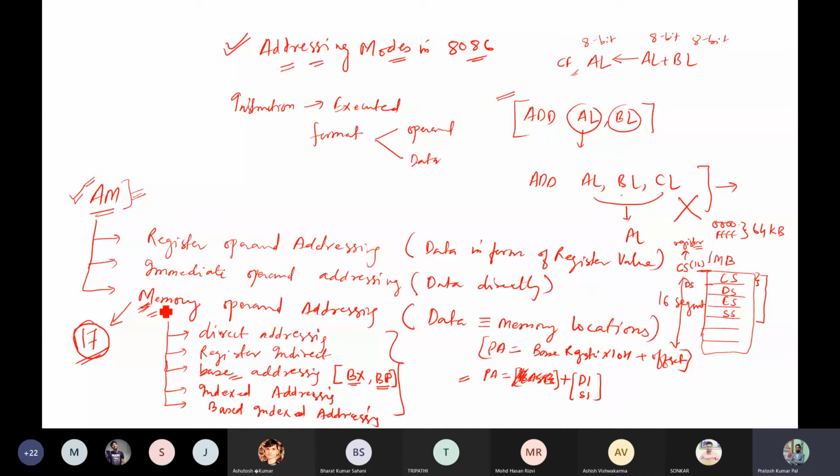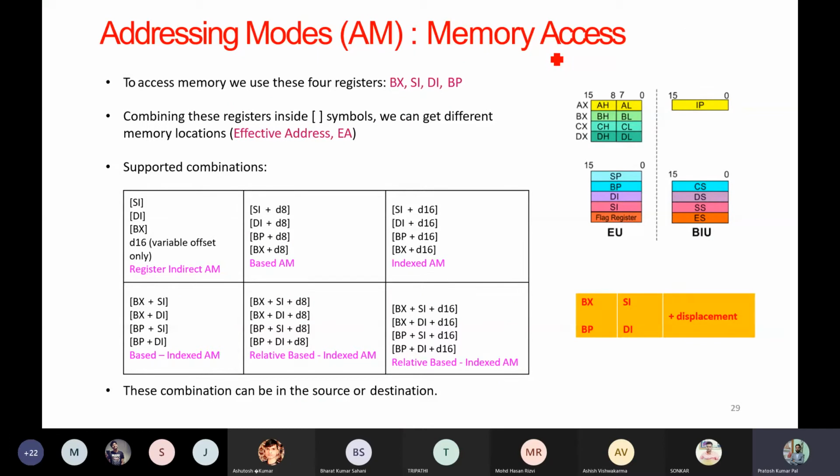Okay. So here, first of all, we will be seeing the memory access. So how will we be using memory accessing? To access the memory, we use 4 registers, that is BX, SI, DI, and BP. So these BX and BP are called base registers, and these SI and DI are called index registers. Okay. So the combination of index register and base register will give you the memory location. So we will be able to access the memory by combining these registers inside this bracket, and we can get different memory locations.